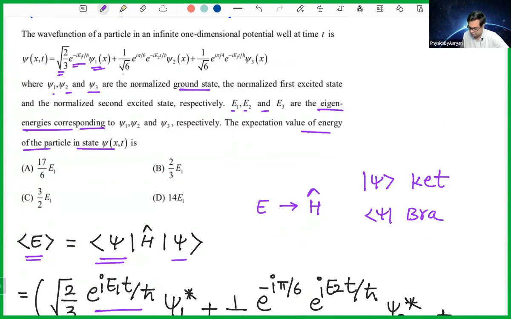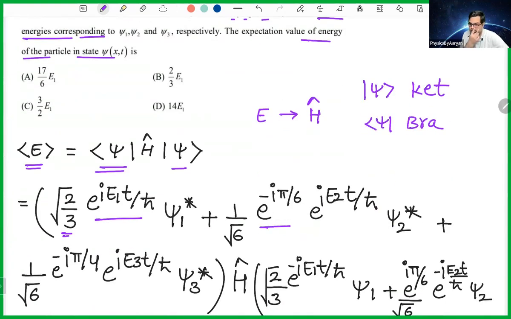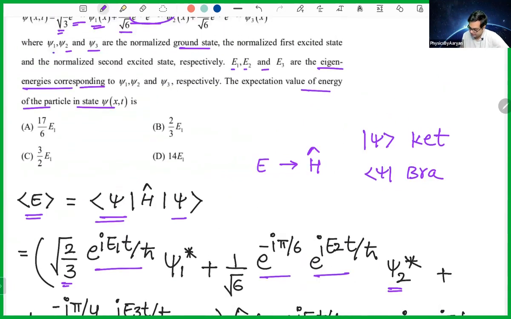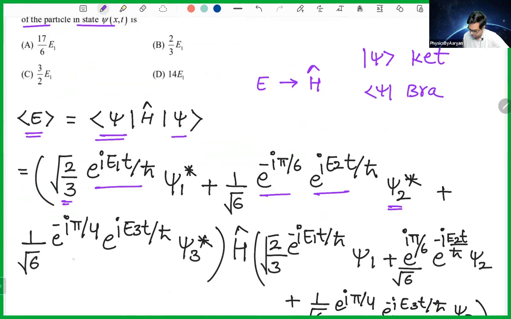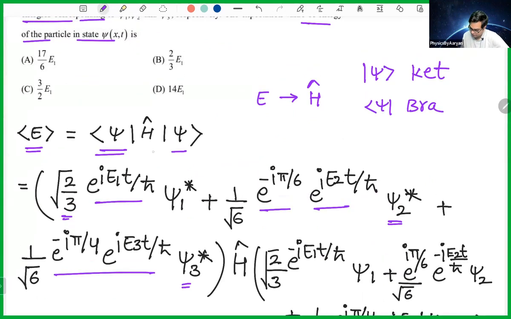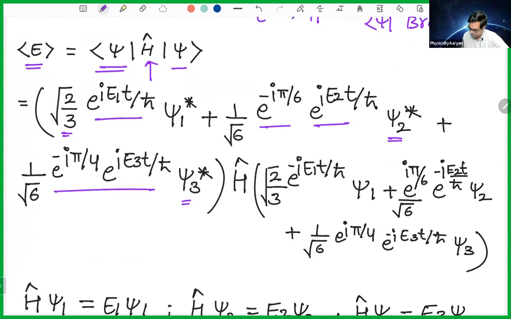Then the second term, 1 by root 6, remains 1 by root 6. e to the power iota pi by 6: here you see iota will become minus iota, so you can see minus iota pi by 6. And here you see plus iota E2 t by h cut. And then phi 2 star. And then the third term, 1 by root 6, remains as such. And here you see iota will convert into minus iota, so that is again what I have done. And then phi 3 star. And then in the middle you have H cap. Okay, I have H cap here.